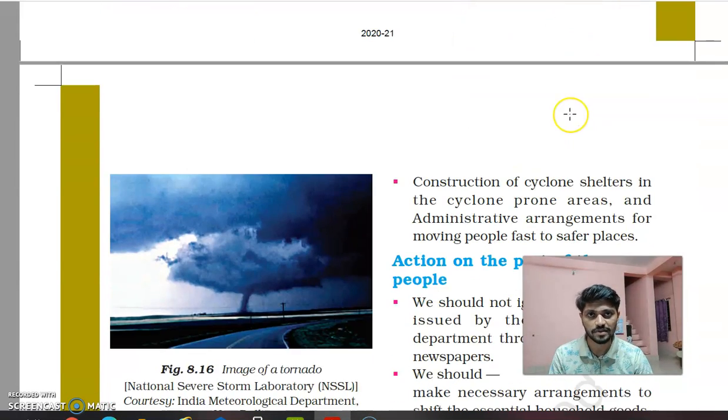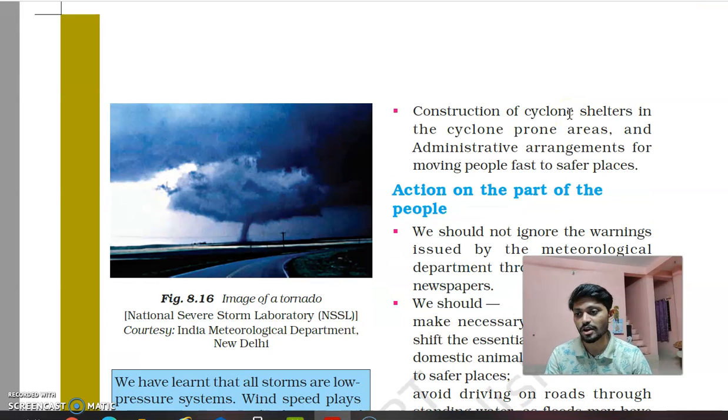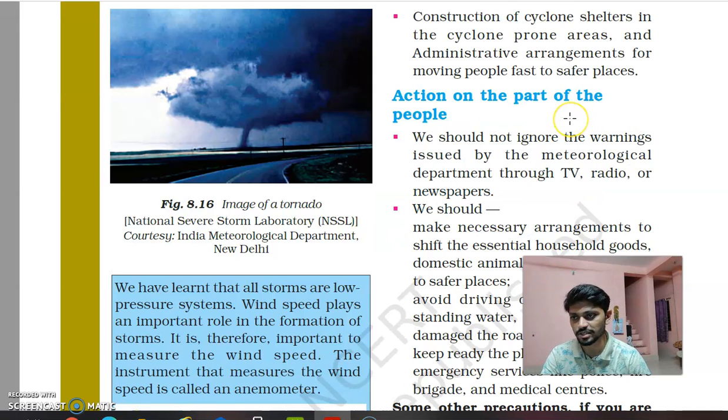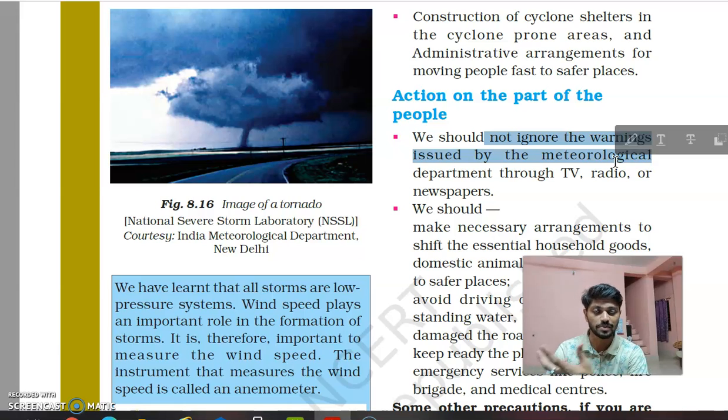But again, after we get the cyclones, what should be the people's actions to save themselves? So we have certain actions which are part of people. Clearly, we should never ignore the warnings issued by the meteorological department. Whenever the government says there is an amber alert, then we should not try to be brave. If they are saying there is an amber alert or red alert, we should stay inside home.